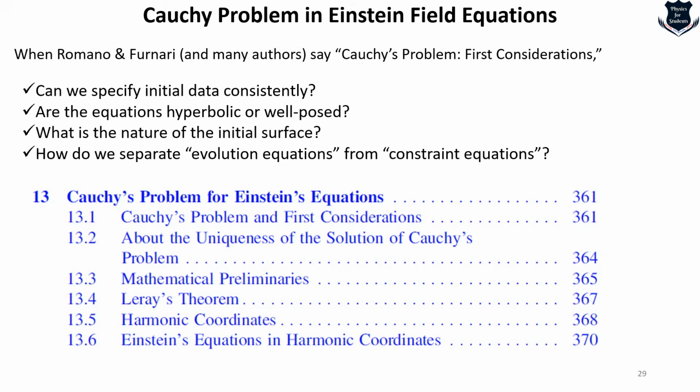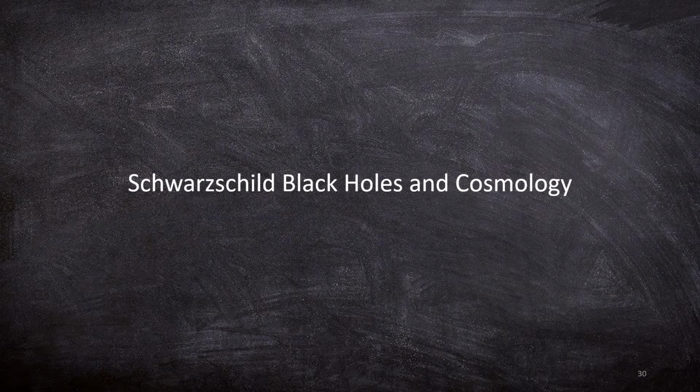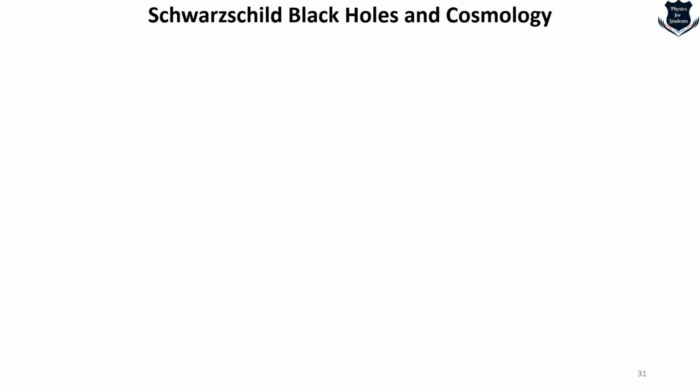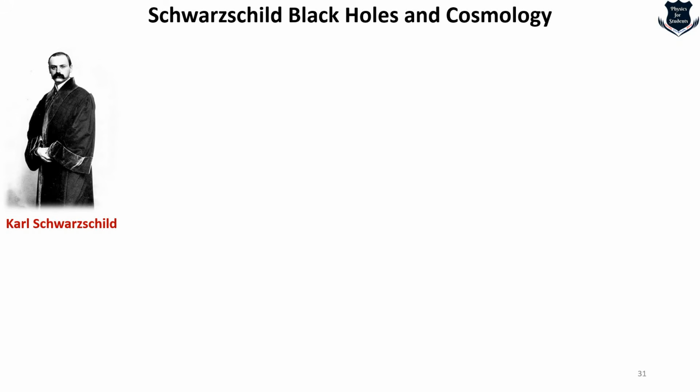As we deal with the Cauchy problem, the next thing that comes is Schwarzschild black holes and cosmology. Here, as we all know, this was the first exact solution, found by Karl Schwarzschild, and this is the equation.